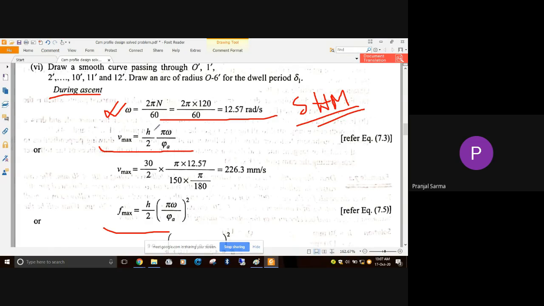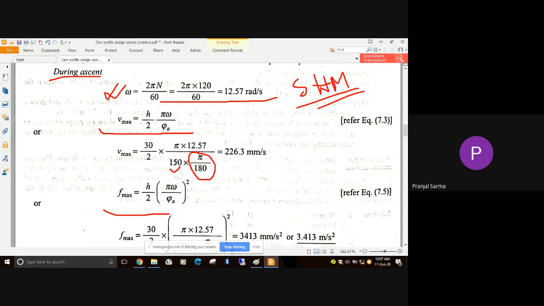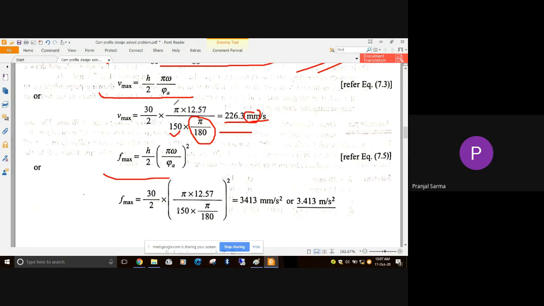Omega we just found out. H is given. Pi is pi. The angle is already there, but the thing is, you just convert it to radian. For that, 150 degree into pi by 180 converts it to radian. So that is important. Just solve it and you'll get some value, 26.3 mm per second. Be careful with the values, whatever is being given.